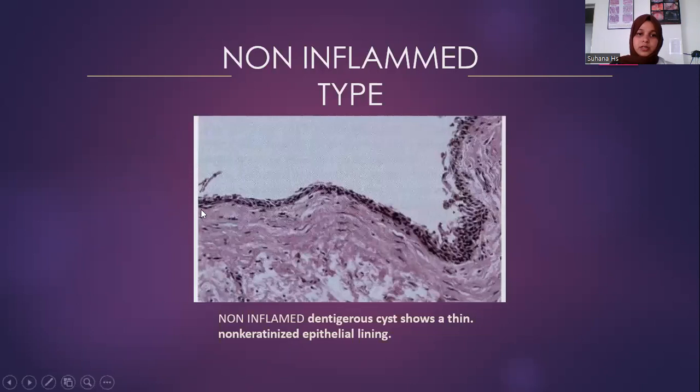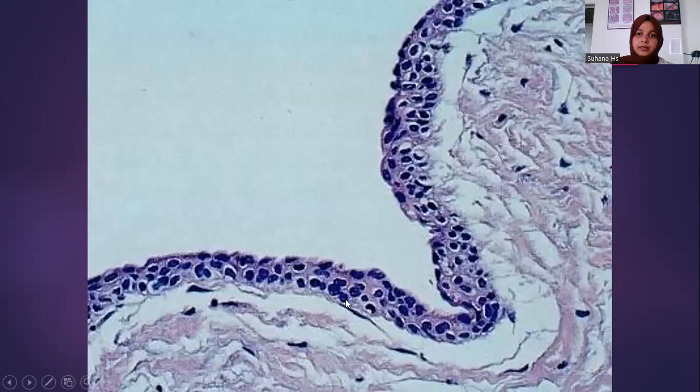Here is the picture which is showing the components of the cyst. This is the cyst lumen, which is empty, and this lining resembles the reduced enamel epithelium, almost two to four layers thick, with dense fibrous dental papilla-like connective tissue. Here you can see the odontogenic epithelium. This is the enlarged view of that, hyperchromatic, the same as that of your reduced enamel epithelium.